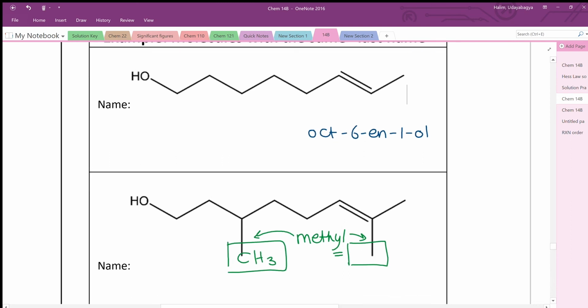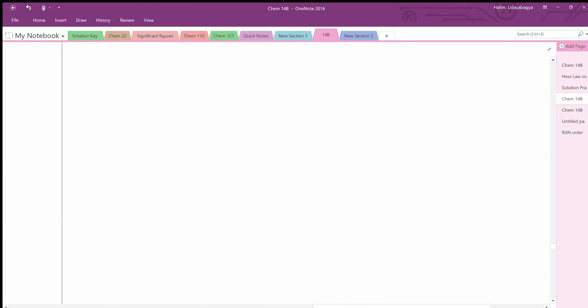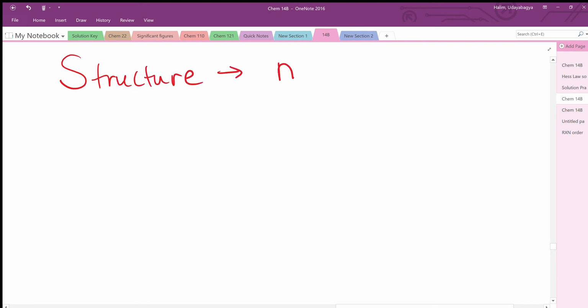You guys already have a feel in terms of how to convert the name into a structure. What we're going to do next is convert the structure into a name. So we're going to now do structure into a name. There are several rules that you want to know. We're just going to stick with alkenes and alkanes, cycloalkanes, and haloalkanes.